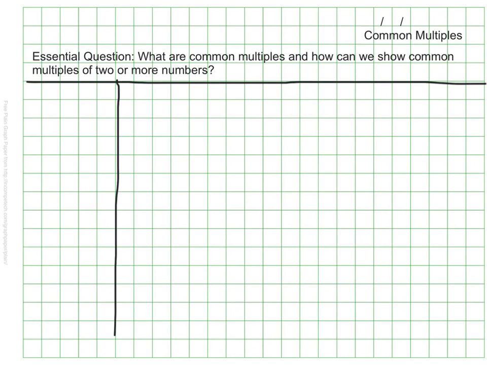To start this video, we need to remember the definition of multiple. So remember, a multiple is the product of a number with any other whole number. As an example, let's write down the first 5 multiples of the number 3. Go ahead and pause the video while you write them.